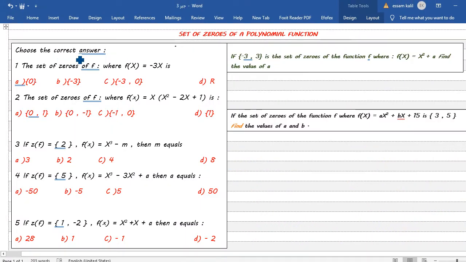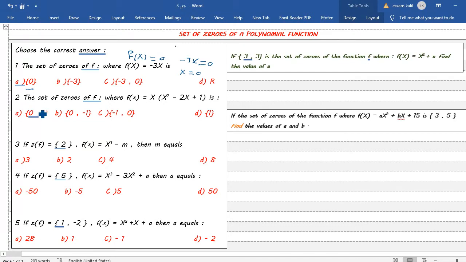Choose the correct answer. 1. The set of zeros of f, where f of x equals negative 3x. Put f of x equals 0, then negative 3x equals 0, so x equals what? Equals 0. Then the right answer is A.